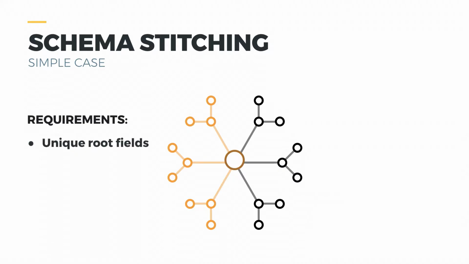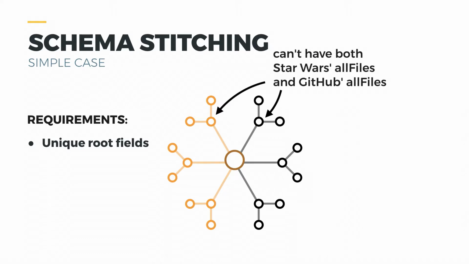And this has very specific requirements. You can't do this every single time. One is that all the root fields have to have unique names. This makes sense, right? We can't have a Star Wars all files root field and a GitHub all files root field, because then when I ask for the all files, which service am I getting it from? They have to have unique names.